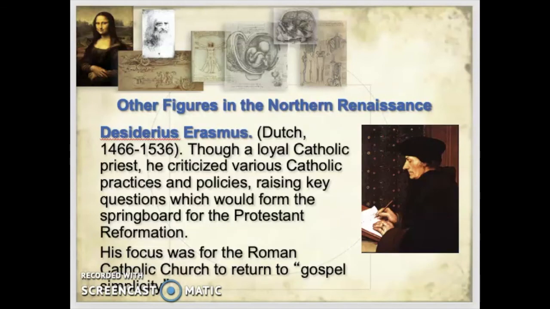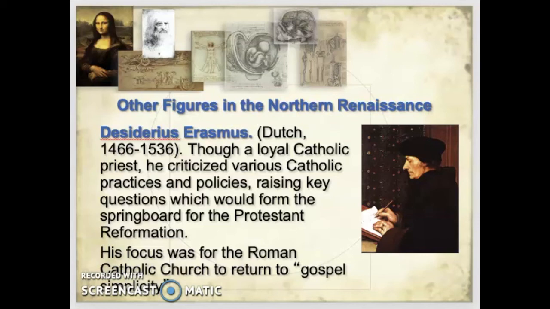Desiderius Erasmus was a Dutch priest, who lived from 1466 to 1536. He remained a loyal Catholic all of his life, but he was a critic of various Catholic policies and practices. He raised key questions in his writings which would form some of the springboard or some of the impetus for the later Protestant Reformation. So he did live during the very beginning of the Protestant Reformation, and was quoted and used as inspiration by Martin Luther and others who started the Protestant movement, though he himself was never a Protestant. He just said the Catholic Church had some things that it needed to correct, and the Protestants said, yes, and we're going to do it.